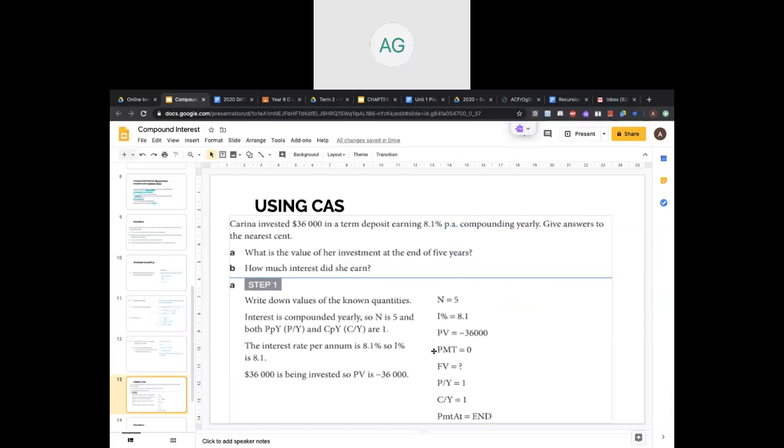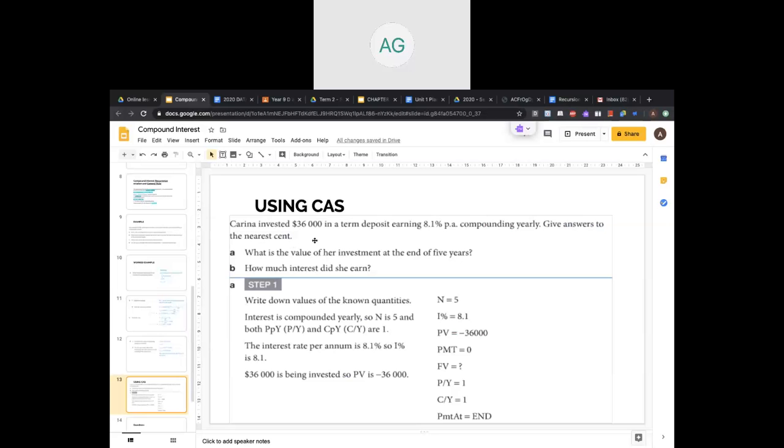I hope you have watched the Adrolo video for the detailed information, and all the steps are in your textbook as well. So what do you need to do in that? For example, if you need to use CAS, you can do this question. Karina invested $36,000 in a term deposit. Term deposit is where you deposit your money for a particular term, for years, 2 years, 5 years, things like that, and you get some interest back on your money.